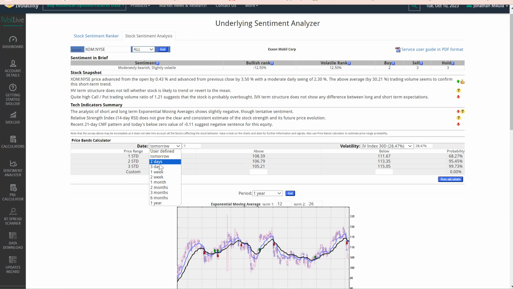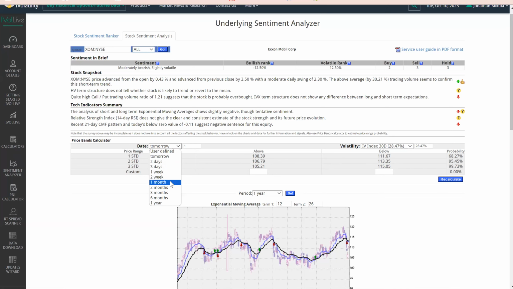ranges, because what this is looking at is the likelihood the stock will move within 2 price points, right? So what this does is it says, based on Exxon's current share price, what would one standard deviation be, right? Above, and so what's the likelihood that tomorrow Exxon will be above 108.39 and below 111.67, right? And then it runs that math for us between the 1 standard, 2 standard deviations, and 3 standard deviations.